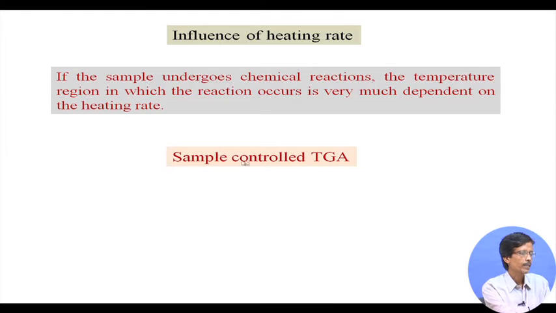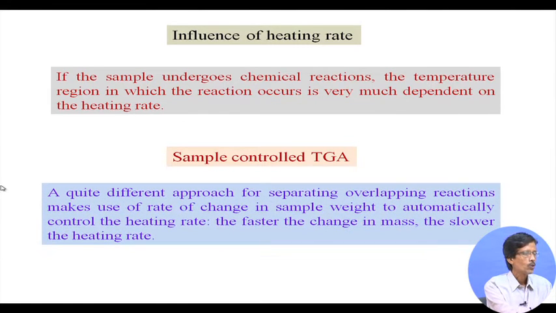What does it mean? Depending upon the nature of your amount of mass loss, we see that if the mass loss is pretty high, that means the corresponding step height is very high. So, the rate of heating should be reduced. We should not have a very fast heating rate when the mass loss is more. It is a quite different approach, unlike simple TGA.